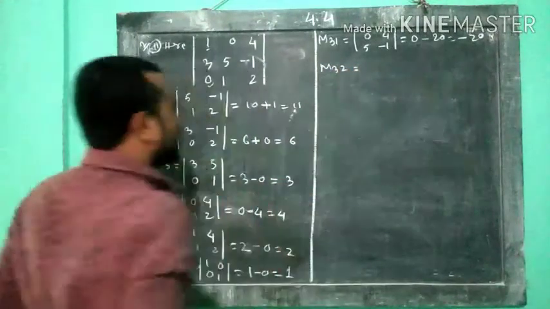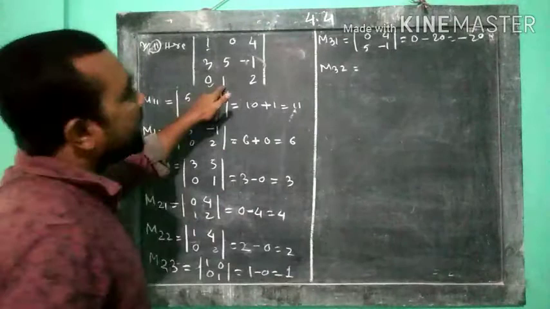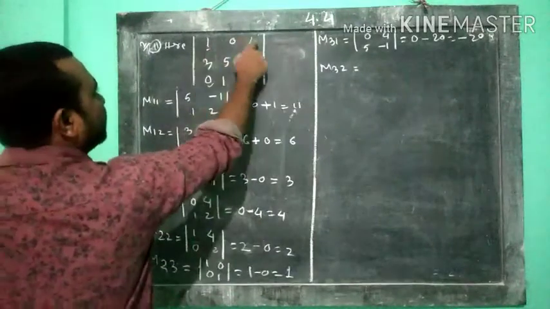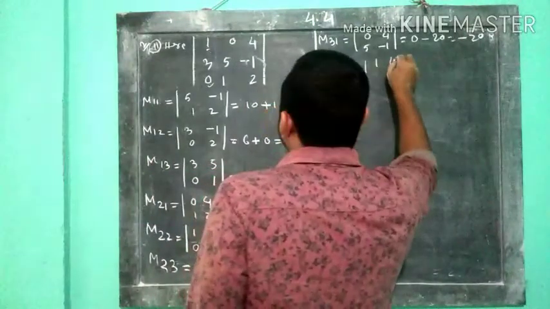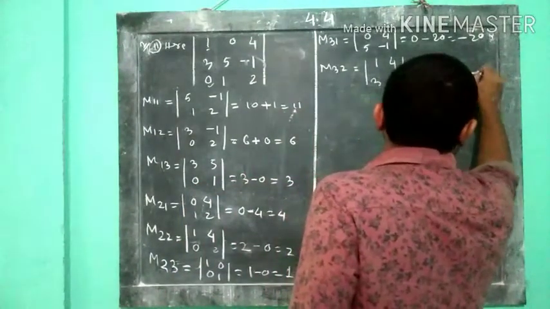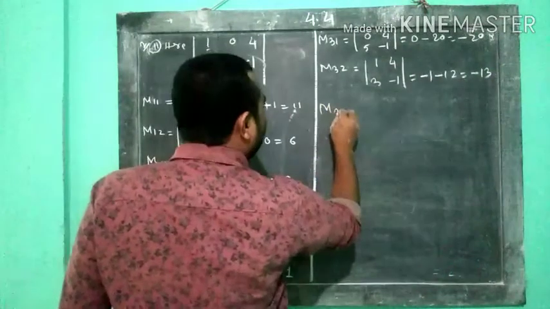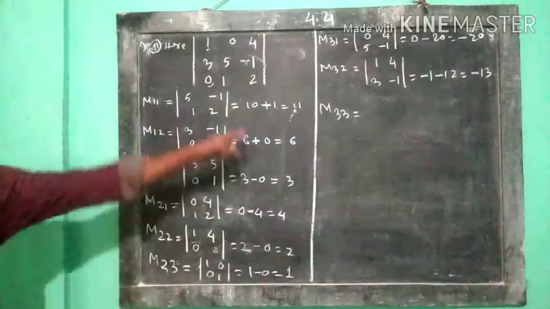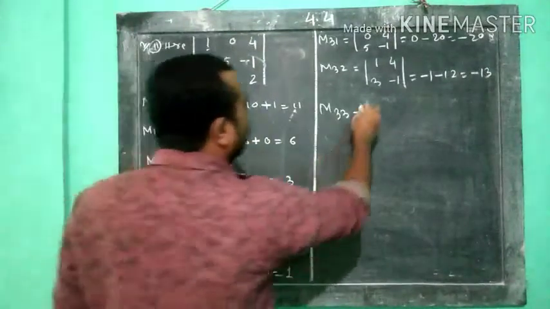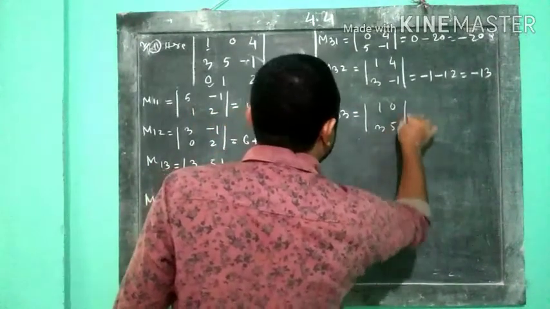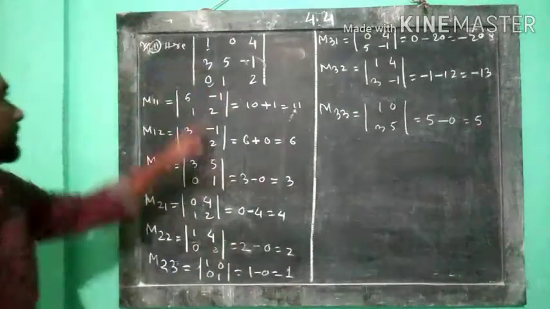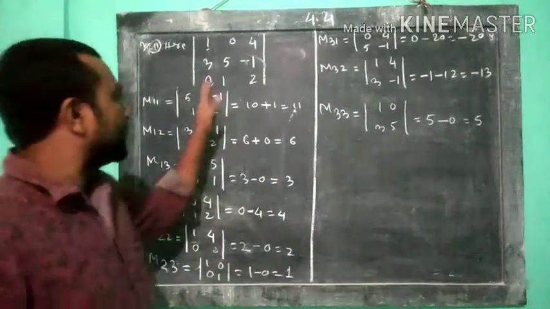M32, that means the minor of this element. It lies in the third row, which is cancelled, and the second column, which is also cancelled. So the remaining elements are 1 4, 3 minus 1. This is equal to minus 1 minus 12, equal to minus 13. M33, that means the minor of this element 2. Cancelling the third row and third column, we get 1 0 and 3 5. This is equal to 5 minus 0, equal to 5. So these are the minors of the given determinant.